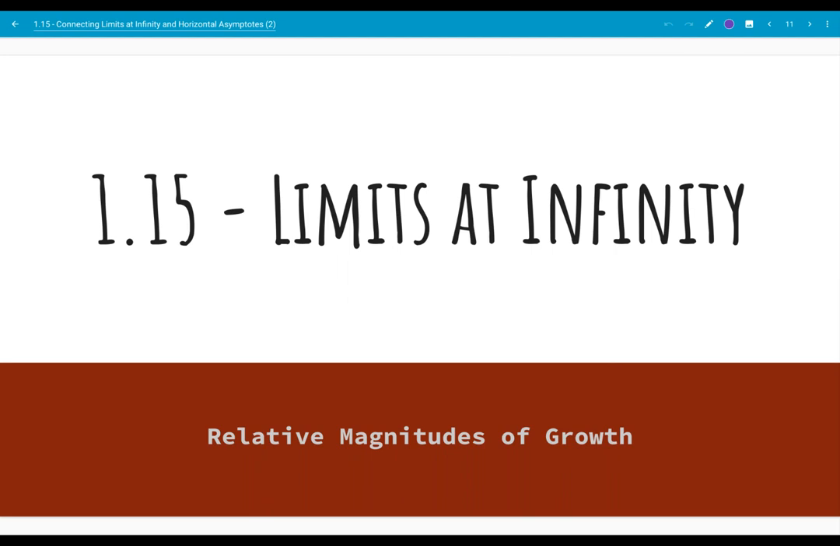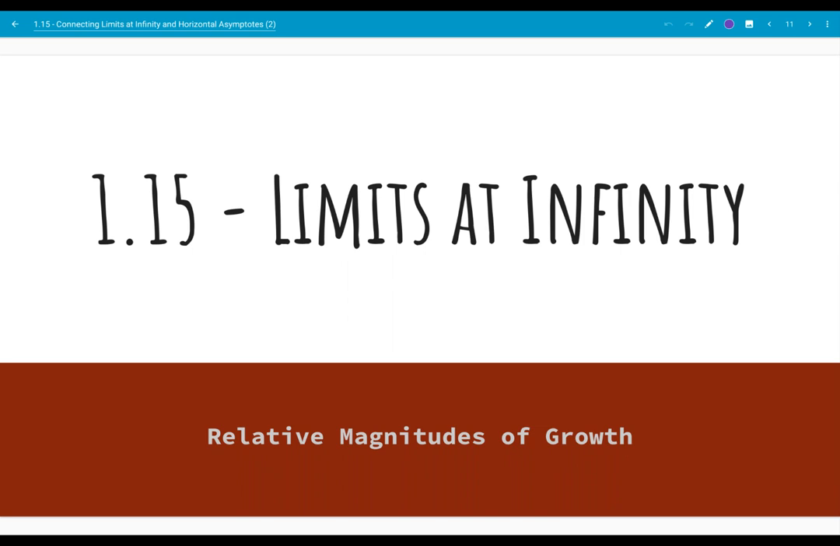We've already explored what happens with rational functions, so a function where we have a polynomial divided by a polynomial as x gets really big. So looking at limits at infinity on rational functions. Well, we can extend those same ideas that we used with rational functions and polynomials to more interesting functions.